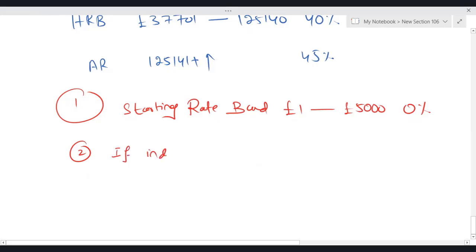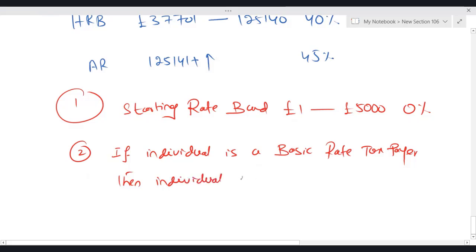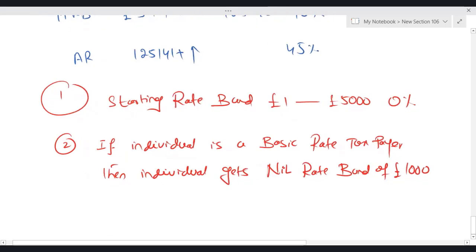if an individual is a basic rate taxpayer, then the individual gets a nil rate band of £1,000, where the applicable tax rate is 0%.